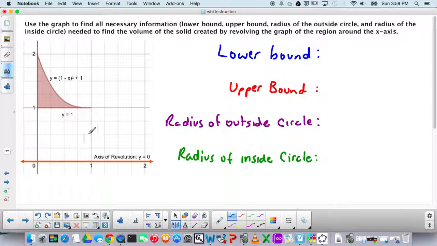So we look at the lower bound. What's the lowest x value, or the leftmost x value, that's actually in the region? Well, that would be x equals 0 because you see that the shaded region doesn't go past x equals 0. So our lower bound is 0.